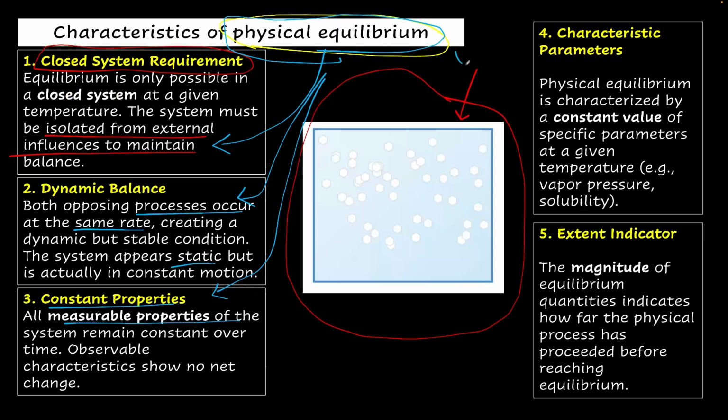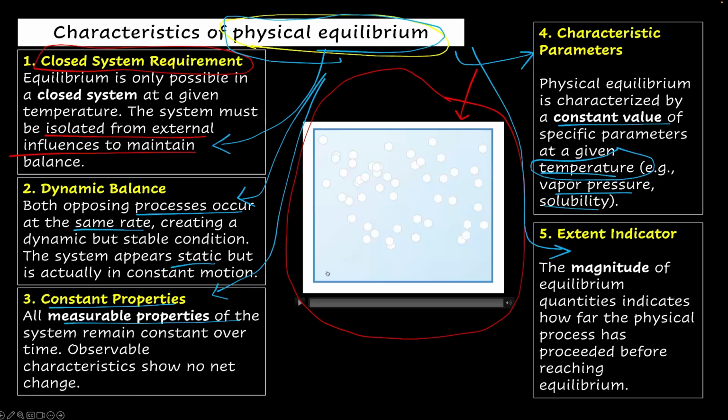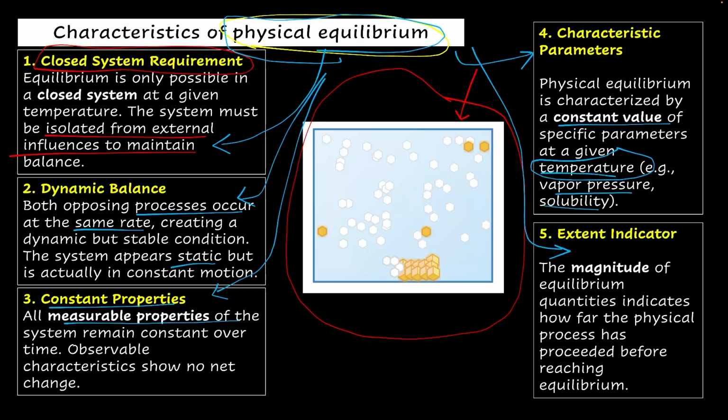We also observe that the characteristic parameters are of constant value at a given temperature, like vapor pressure and solubility. At the given temperature, those values remain constant. And we also observe that it is an excellent indicator of the extent of the reaction, which means that at this point, if I can calculate the concentration of the solution, then I can tell you exactly how much of the reaction is remaining before it reaches the equilibrium point. Perfect. And that is all about physical equilibrium, and especially about solids in liquids and gases in liquids. Hope you learned something today. I'll see you next time.